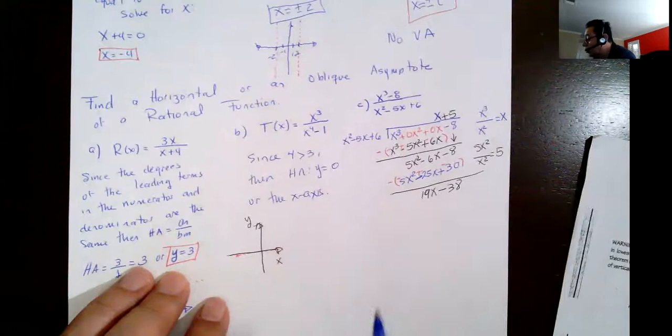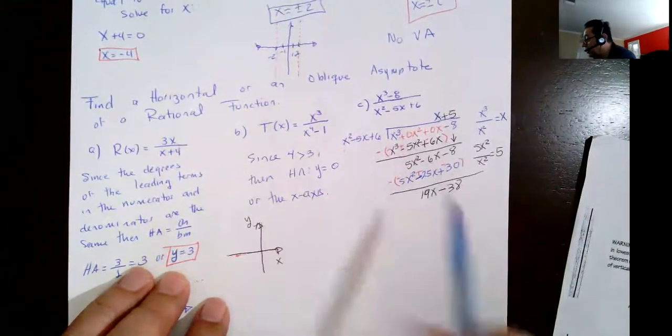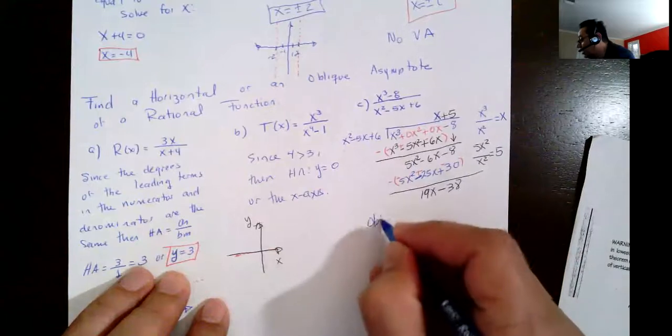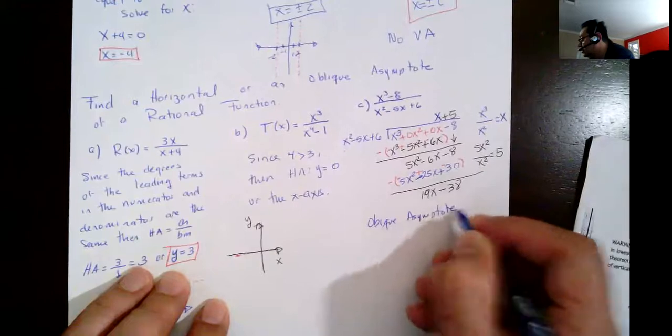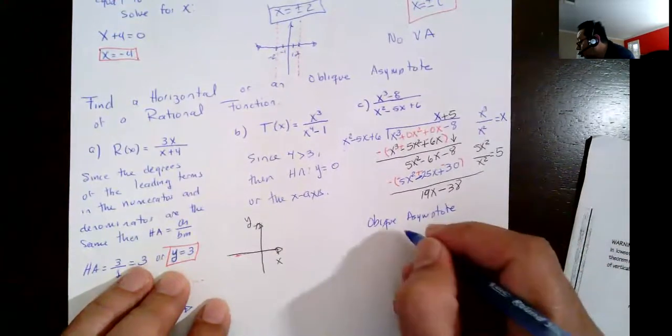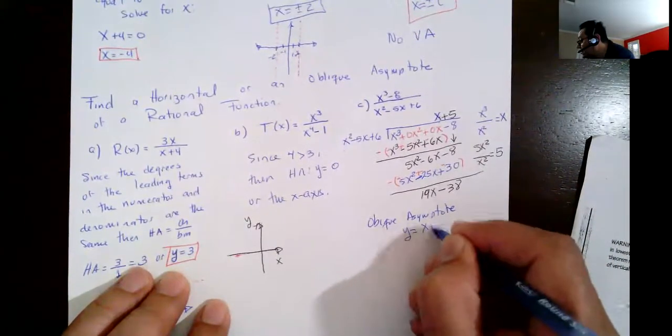Now, what would be the answer? What would be the oblique asymptote? All right, here again, we have an oblique asymptote. And that would be y equals x plus 5.